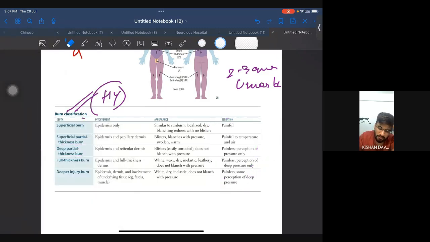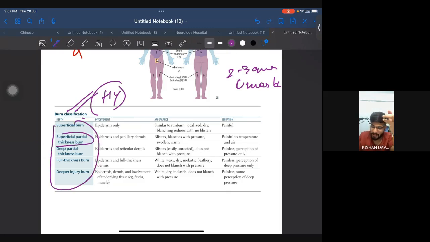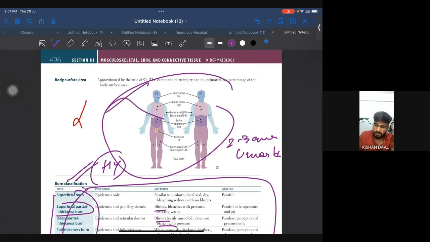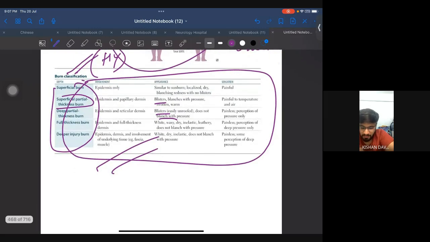It will benefit you because sometimes they will ask you superficial partial, सारे ये options में दिए हैं, and they ask you blisters है, does not blanch, blisters है, blanches with pressure. They will give you something like this. So this entire table is very important. Get it done. You can avoid this part. They haven't asked. Okay, so ये part avoid कर दो, but ये part definitely कर लो.